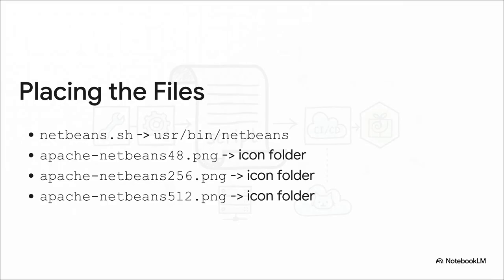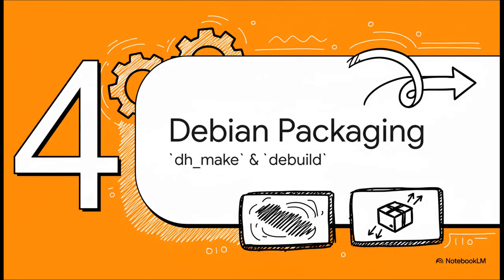And once those folders exist, it's really just a matter of putting everything in its right place. The cp, or copy commands, just take the actual application launcher and all the different sized icon files and put them into their proper homes inside this temporary structure we've just built. Okay, so everything is laid out just right.